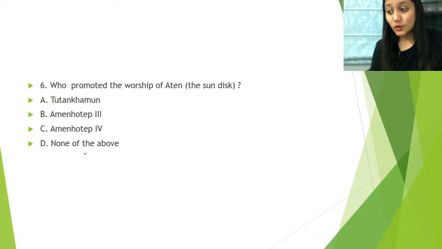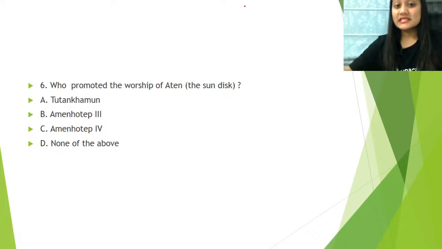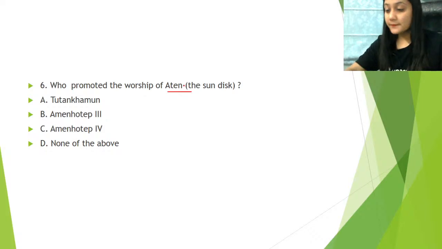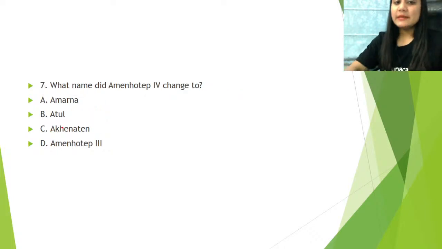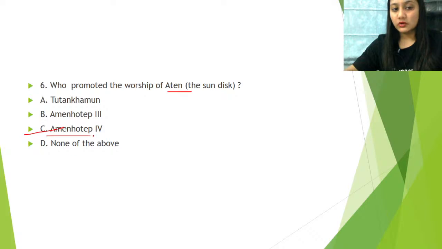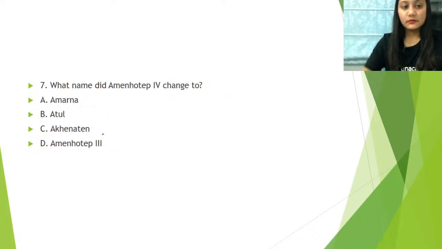Ankit, no, no. It is about Aten. Yeah, that is all right. That is Amenhotep 4. Perfect, guys. What name did Amenhotep 4 change to? So he changed his name. No, Ankit, that is again wrong. Sujal, that's the correct answer. Hey, it is Amenhotep 4, not 3. Amenhotep 3 was probably the grandfather or father. That is 4th. Okay.